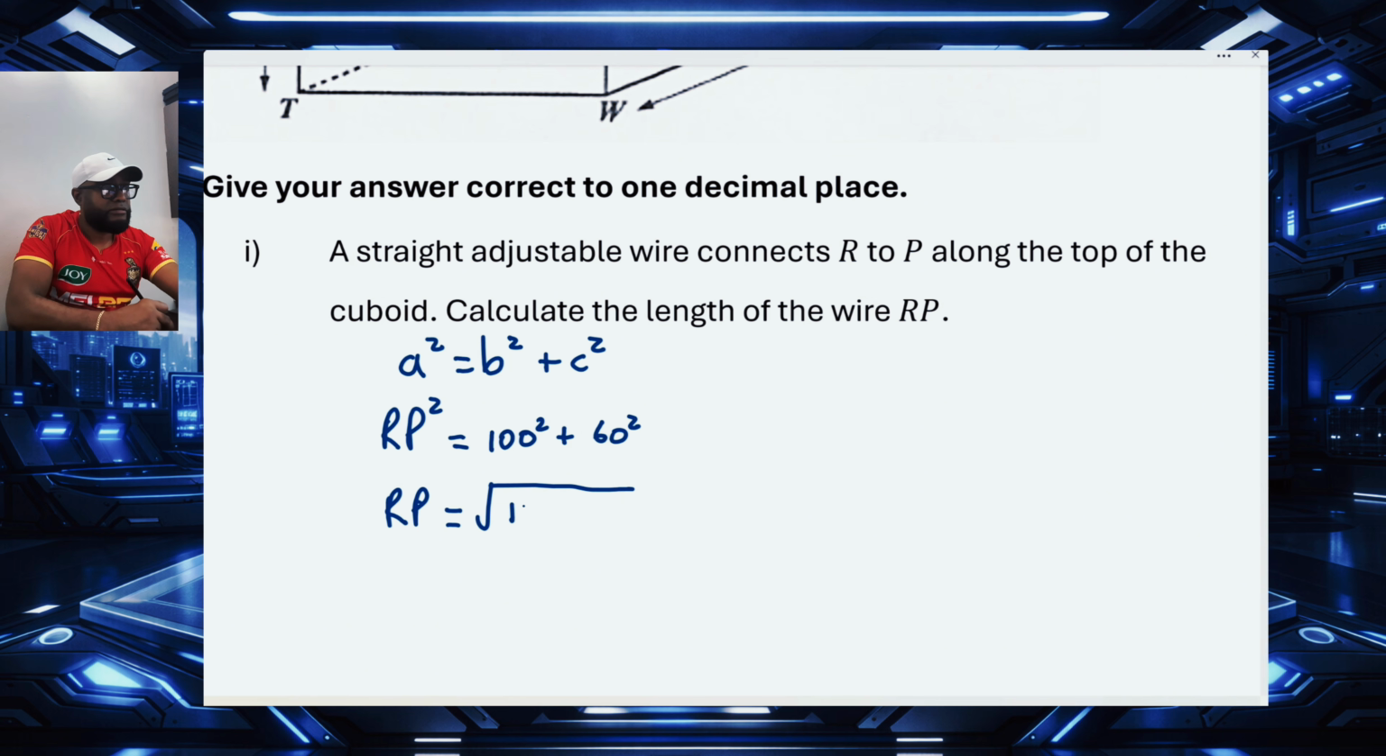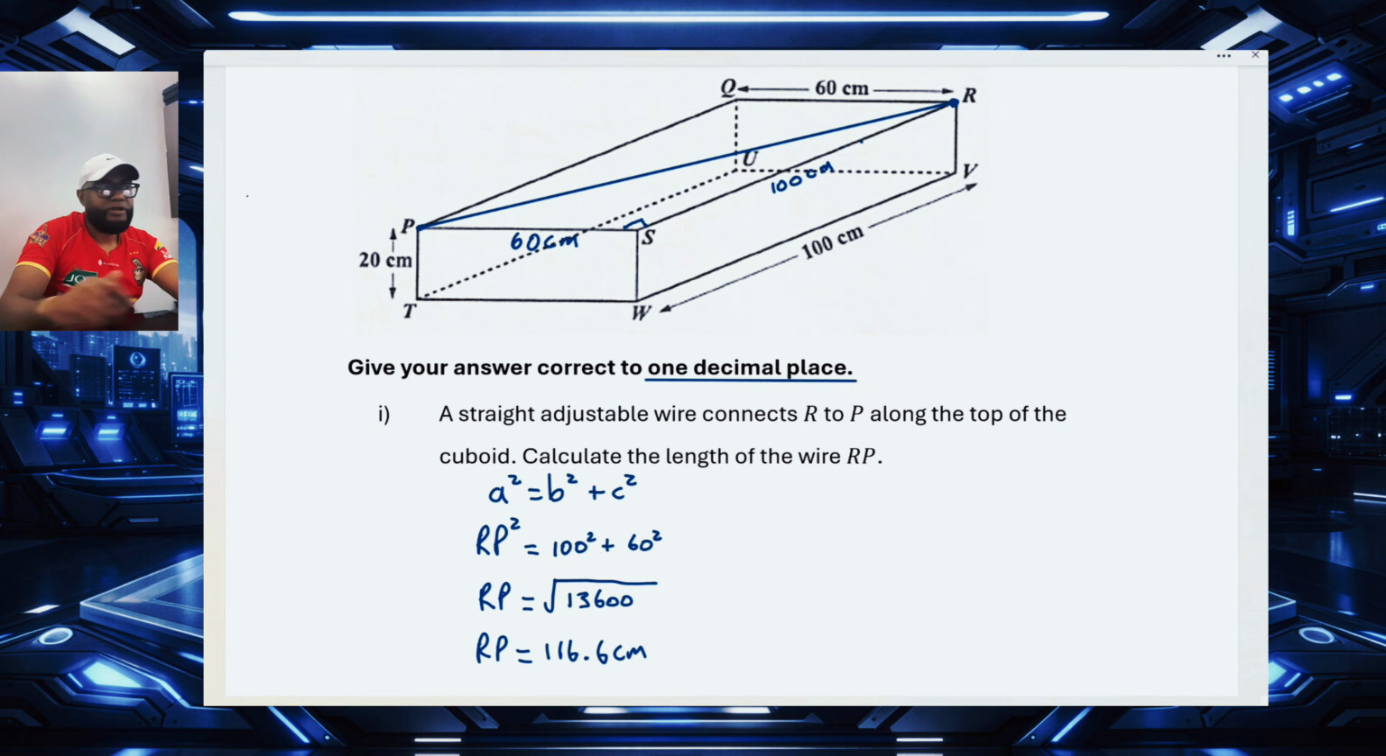13,600, right? And the square root of that, look what the question said: to one decimal, please. 116.6 centimeters, right? So I remove the word hypotenuse and I'm going to put 116.6 centimeters. So let's go.